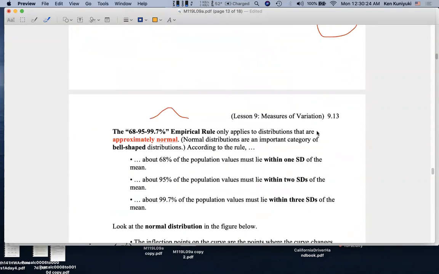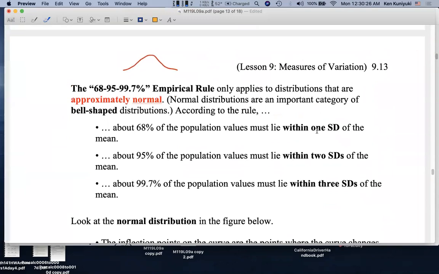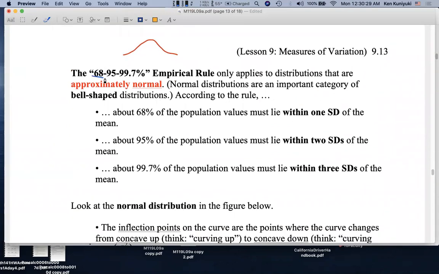But now, for more precise results, we can go to the 68, 95, 99.7% empirical rule. Empirical means something that we see from observation. And in practice, we often see these bell-shaped distributions. Normal distributions are the most famous type of bell-shaped distributions. We'll talk a lot about those in this class.